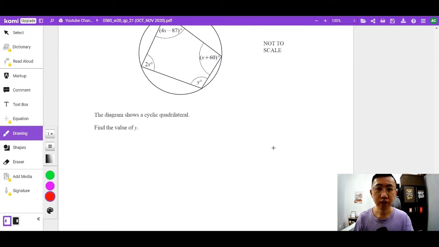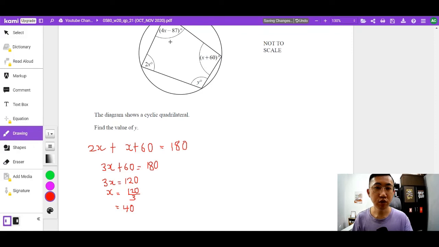So write down your working. 2x, this one, plus x plus 60 equals 180. When you work out your calculation, you can actually ignore the degree symbol. Just take the numbers only. So here, simplify. 3x plus 60 equals 180. Bring your 60 to this side, so you get 120. Then divide by 3. So 120 divided by 3. So the value of x is 40.